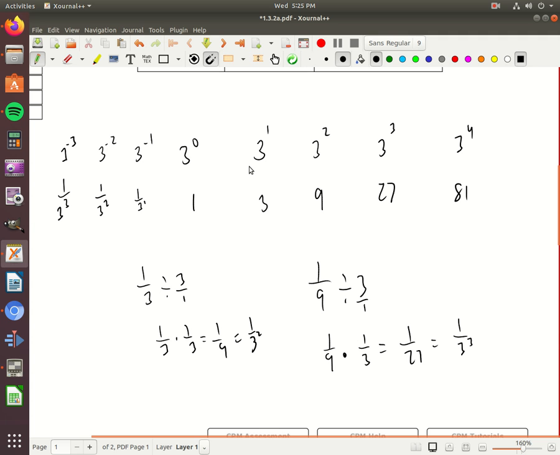Whether you like the way the book just did it or the way I did it, it doesn't matter. The rules are the same. We need to make sense that we understand that.